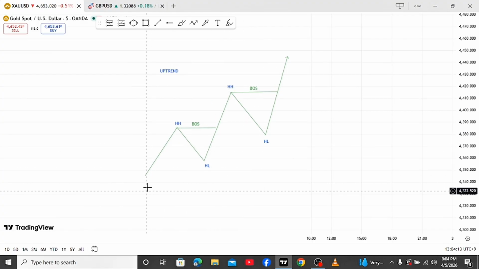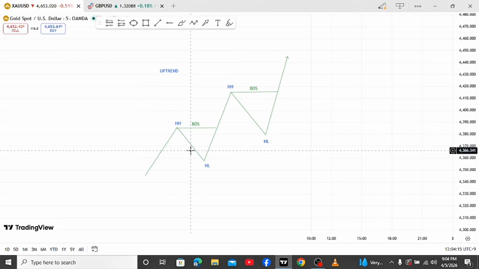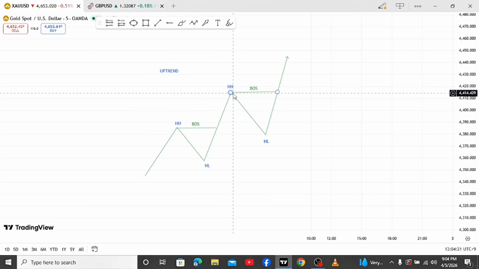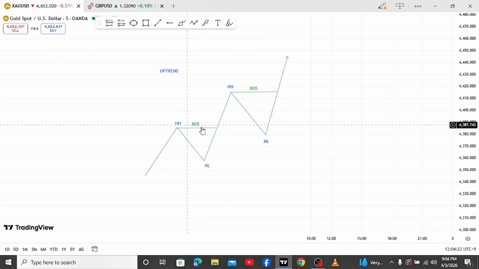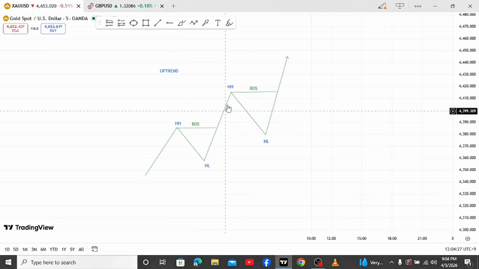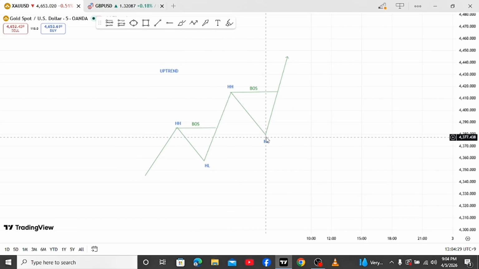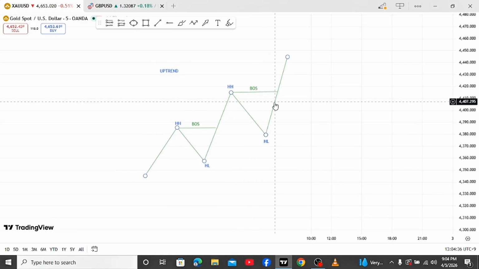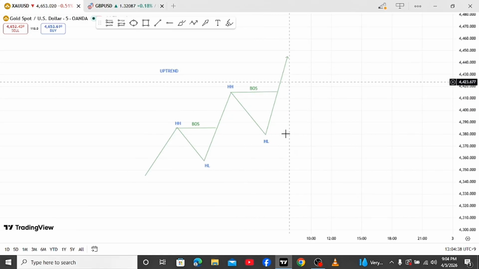So if you notice, the market moved up and retraced a little bit and then moved higher, breaking this higher high just to create a new higher high. This is a break of structure because the market has broken this higher high. It retraced again and then broke this higher high again. That's why it caused a break of structure here, just to create a new higher high.